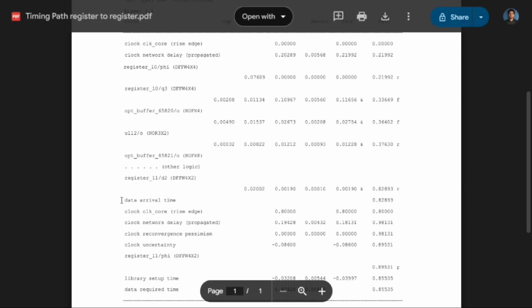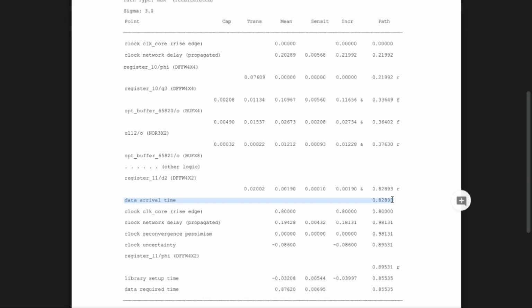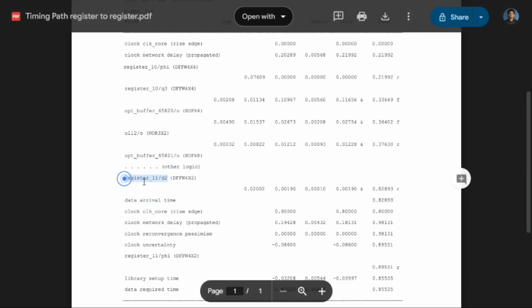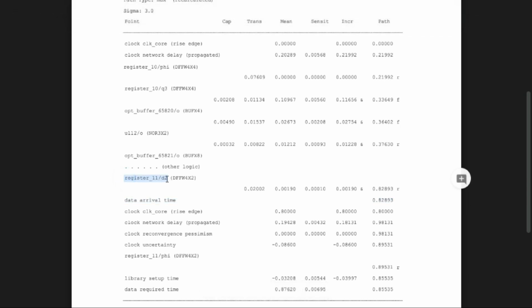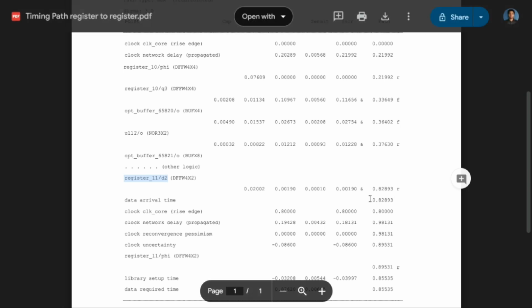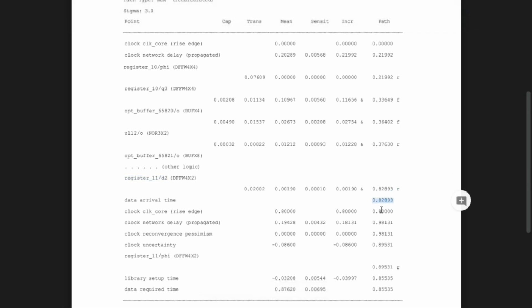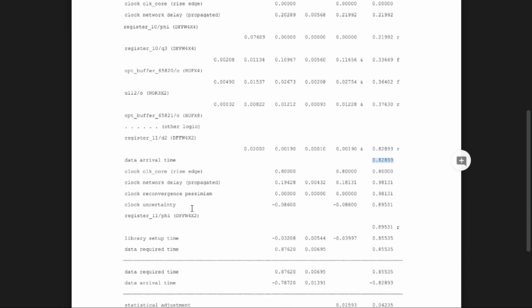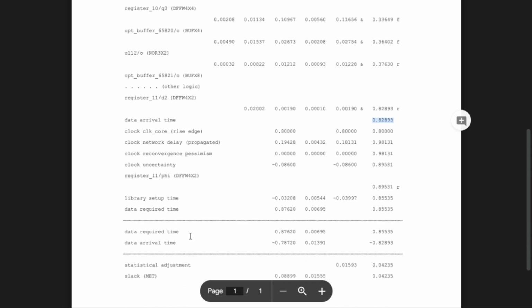So finally you have got something called data arrival time. Data arrival time, where is the data arriving? Data arriving to D2 pin of the register 11, which is our endpoint, right? So the data is arriving at 828 ps, and then when it was supposed to have arrived, right, that is called the required time, right?